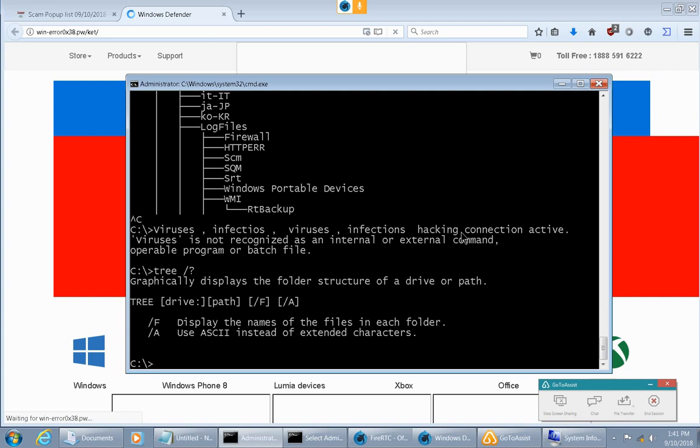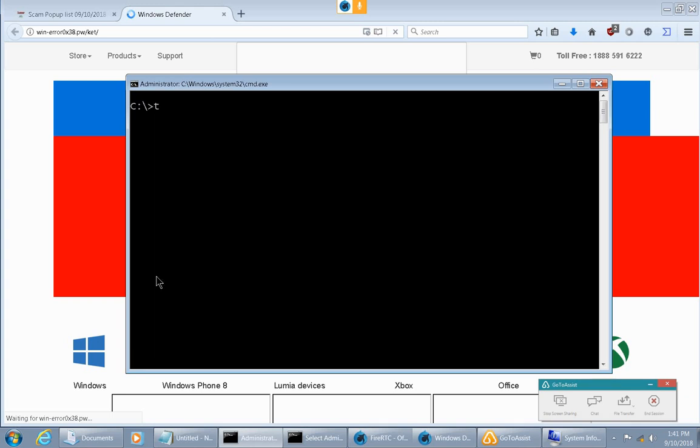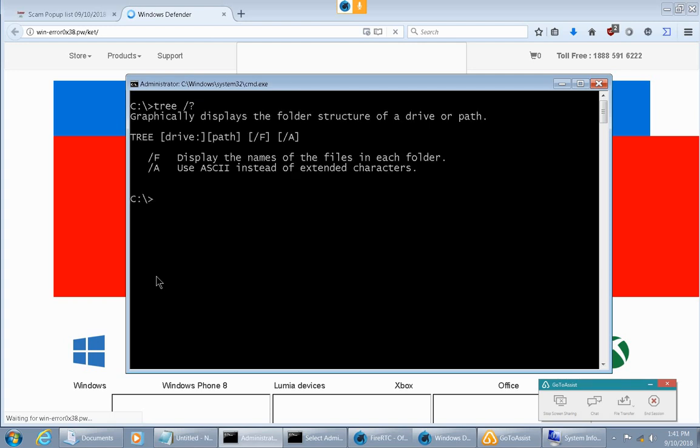Now, I explained this in part one of my videos that I'm putting out. I haven't uploaded them to YouTube yet, but it covers this. And now, what I did was, let me clear this, make it a little bit simpler. The tree command, followed by the help switch /?. It graphically displays the folder structure or driver path.